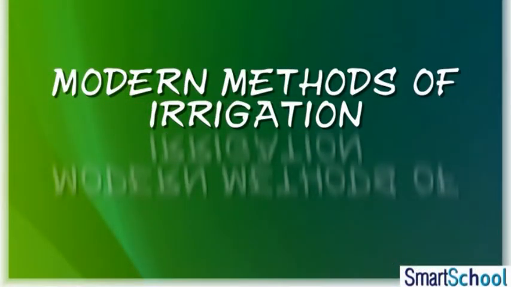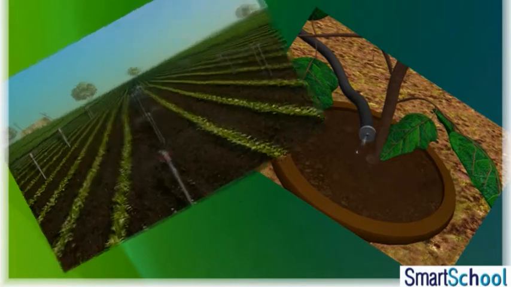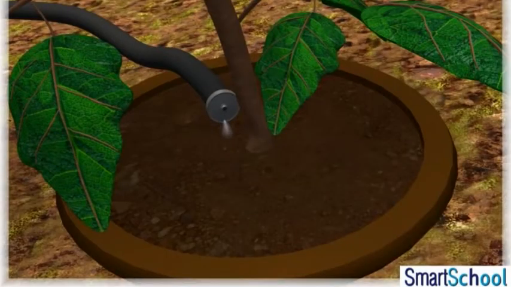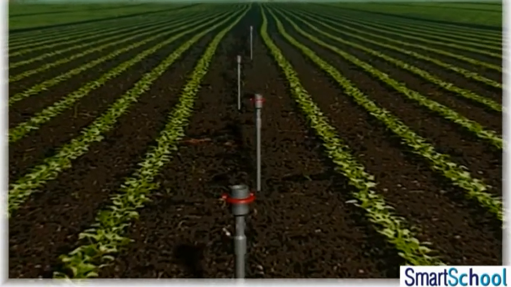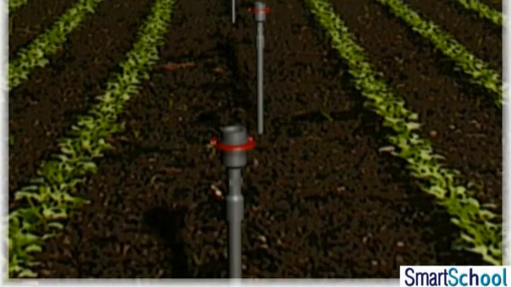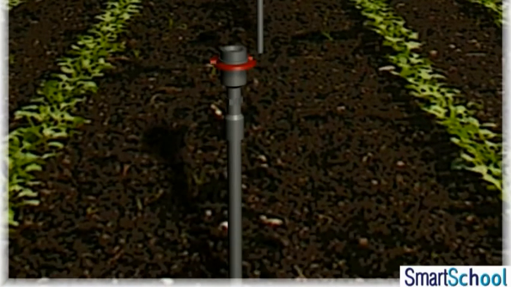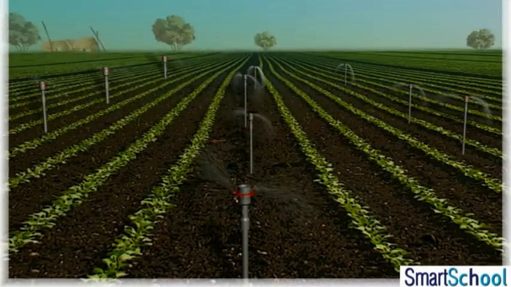Modern methods of irrigation help us to use water economically. The main methods used are sprinkler system and drip system. Sprinkler system. In this system, perpendicular pipes having rotatory nozzles on top are joined to the main pipeline at regular intervals. When water is allowed to flow through the main pipe under pressure, with the help of a pump, it escapes from rotating nozzles. It gets sprinkled on the crop as if it is raining. Therefore, it is called sprinkler system.